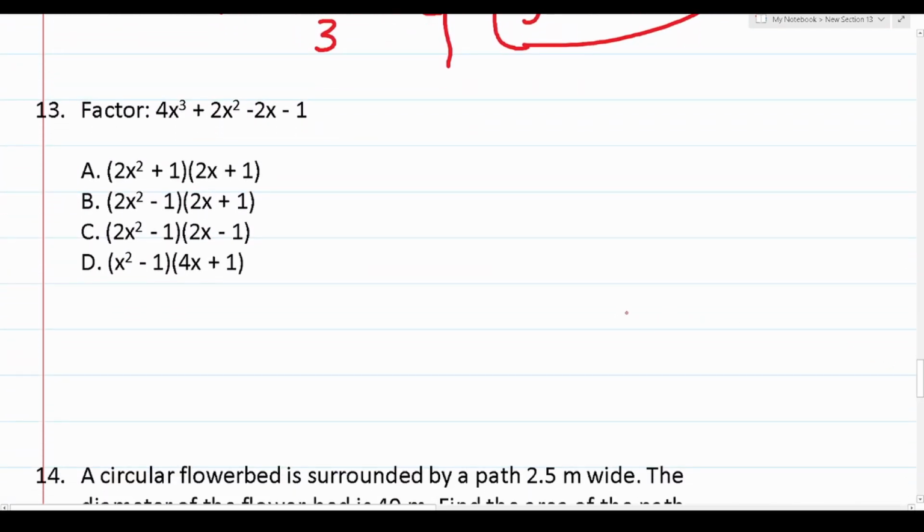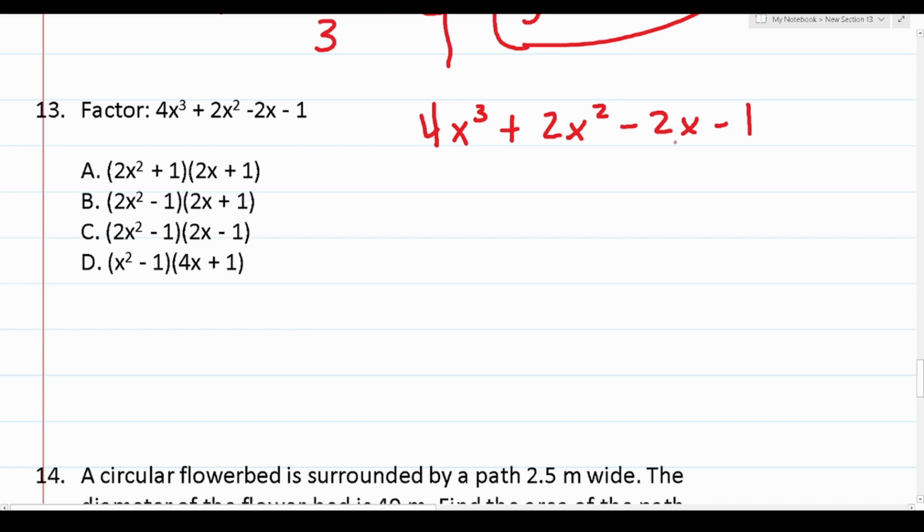All right, number 13 says factor 4x to the third plus 2x squared minus 2x minus 1. So whenever you have to factor expressions in which there are 4 terms, you should automatically start thinking about factoring by grouping. Let's copy this down to the side. We have 4x cubed plus 2x squared minus 2x minus 1.